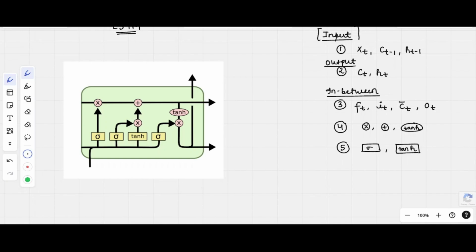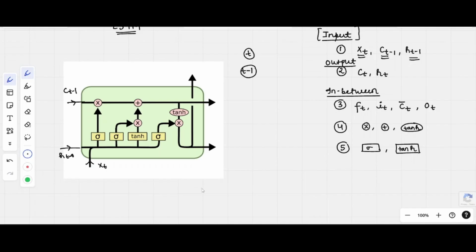In our architecture there are three inputs. First one is xt. Next is ct minus 1. And the third one is ht minus 1. Now this t here is the current timestamp, the current time step that we are considering, and t minus 1 is the previous time step.